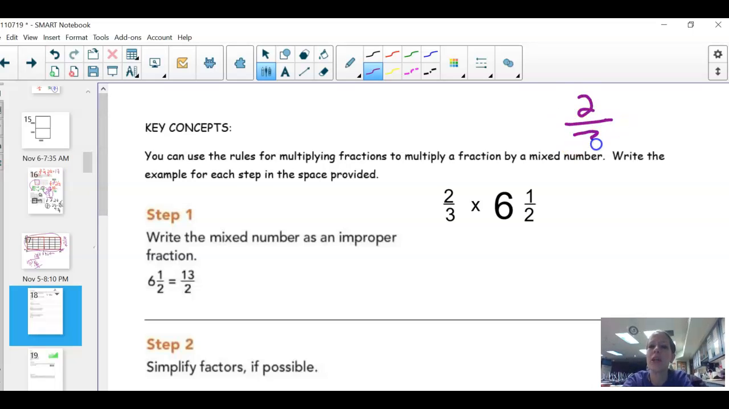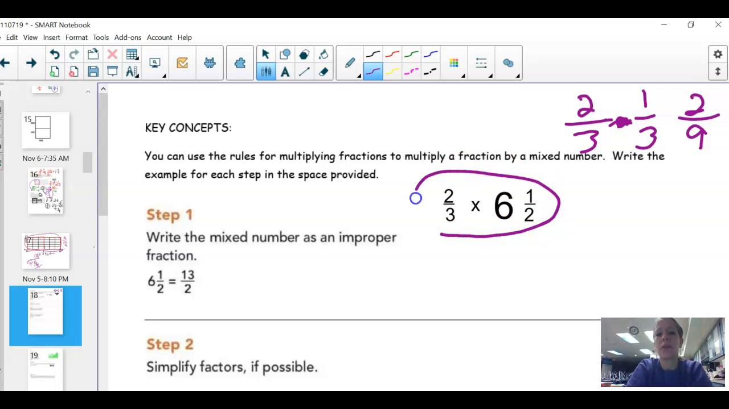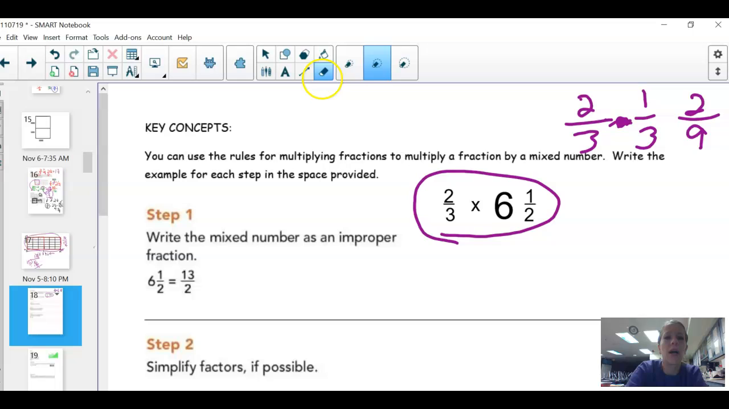Remember, if I just have a fraction like this, I would just do 2 times 1 is 2, 3 times 3 is 9. Okay, easy peasy, lemon squeezy. But my issue right here, write this number sentence, this mathematical sentence, into your book. Okay, 2/3 times 6 1/2. Now we're going to try this one right here.